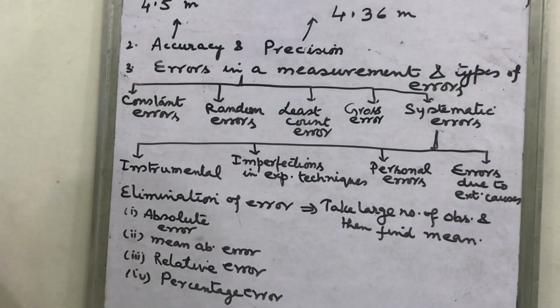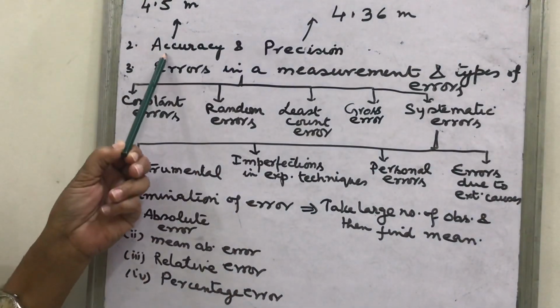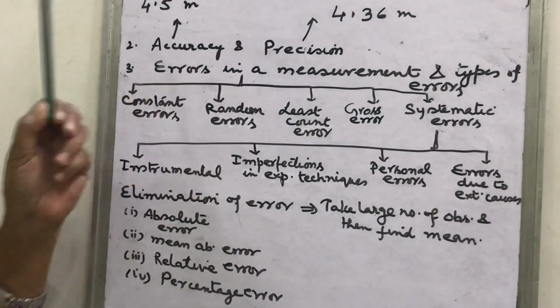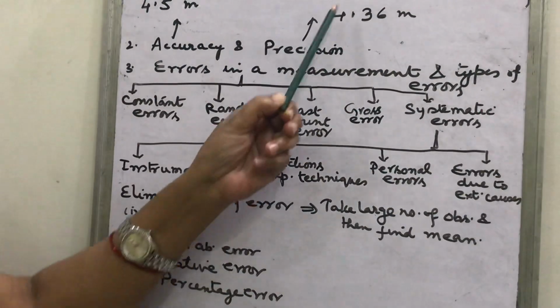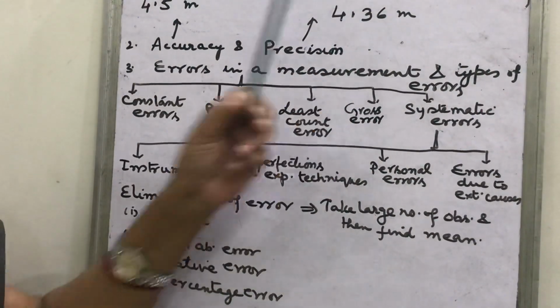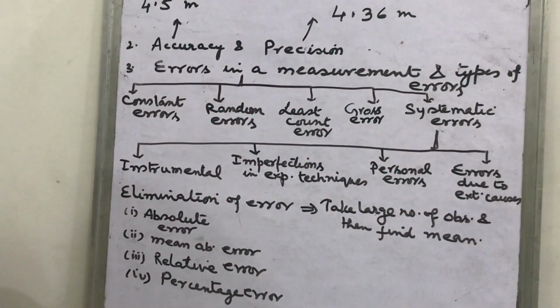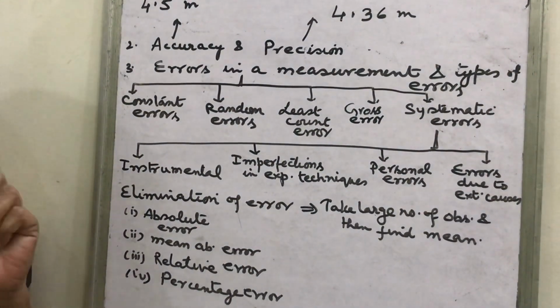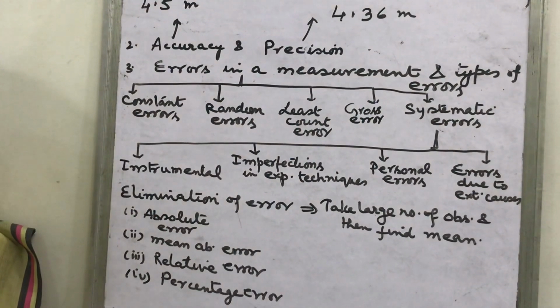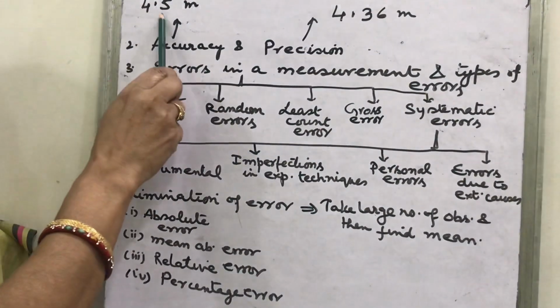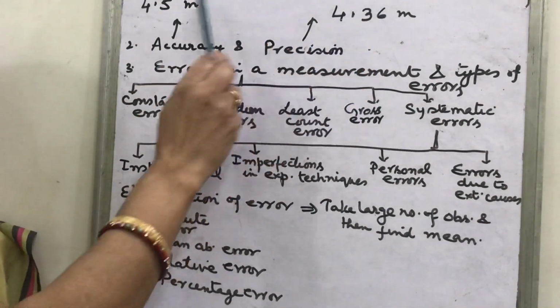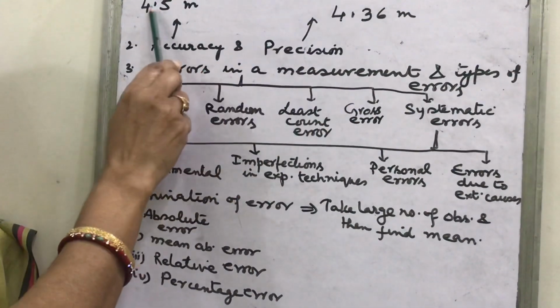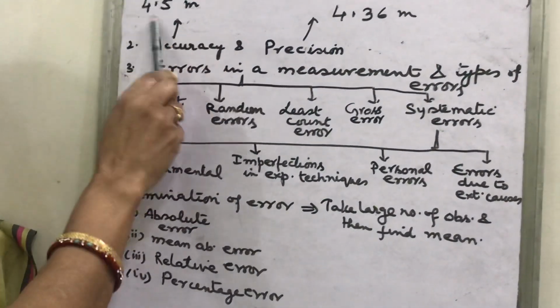The true value is 4.678. In one experiment it is measured as 4.5 meter, and in another experiment it is measured as 4.36 meter. Listen, what is accuracy? First you decide which is closer to the true value. This is 4.5 and this is 4.36.